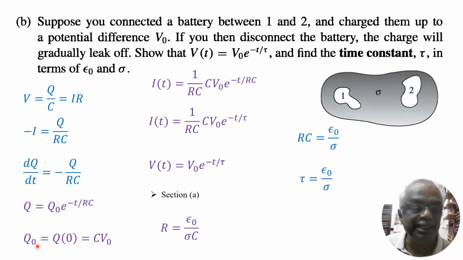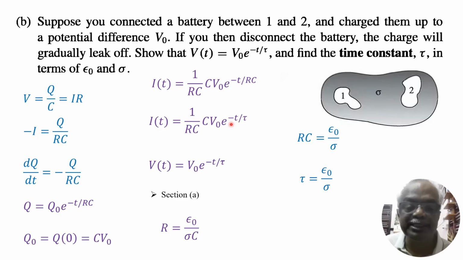Q naught is the value initially when t equals 0. We have seen already that Q of 0 is equal to CV naught, since Q is equal to CV. We have seen this in an earlier problem also. Then I of t is equal to 1 over RC times Q, because I is equal to Q by RC. This Q is CV naught e to the power minus t over RC. This RC we are taking as the time constant.